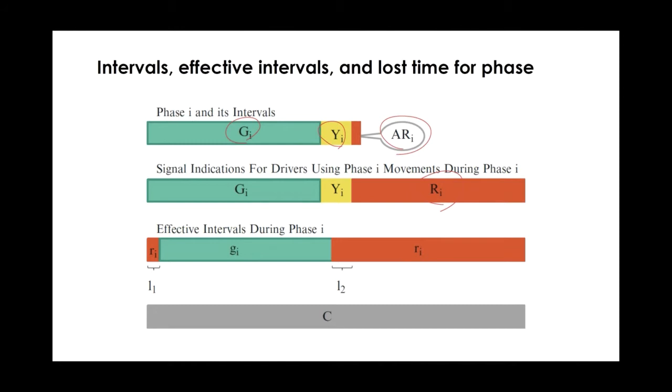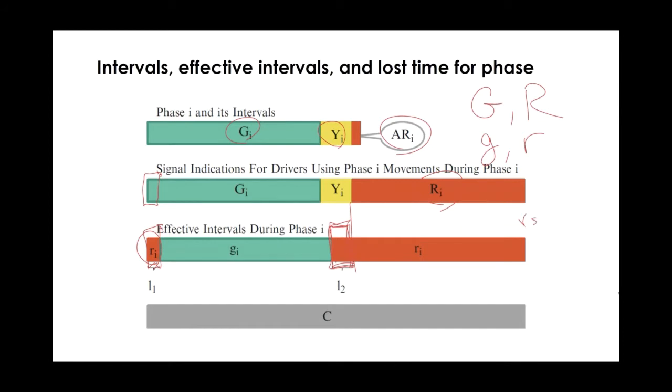And now if I want to introduce the effective intervals, capital G and capital R are green time and red time, but we also have a small g and a small r, which are the effective green time and effective red time. At the beginning of the green time, we usually have some lost time. And at the end of the green time, within the yellow time, we also have some lost time as well. So not all people use the available yellow time to pass the intersection. So we have the startup lost time, we have the clearance lost time.